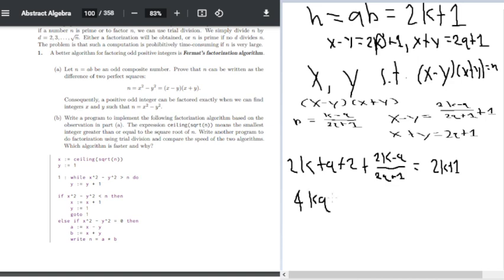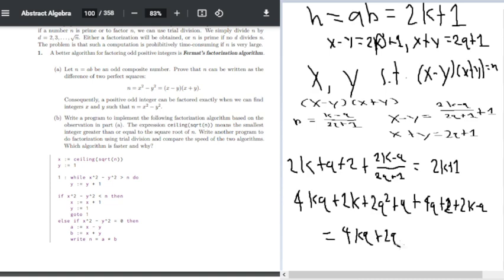4kq plus 2k plus 2q squared plus q plus 4q plus 1, plus 4q plus 2, plus 2k minus q is equal to 4kq plus 2q plus 2k plus 1.